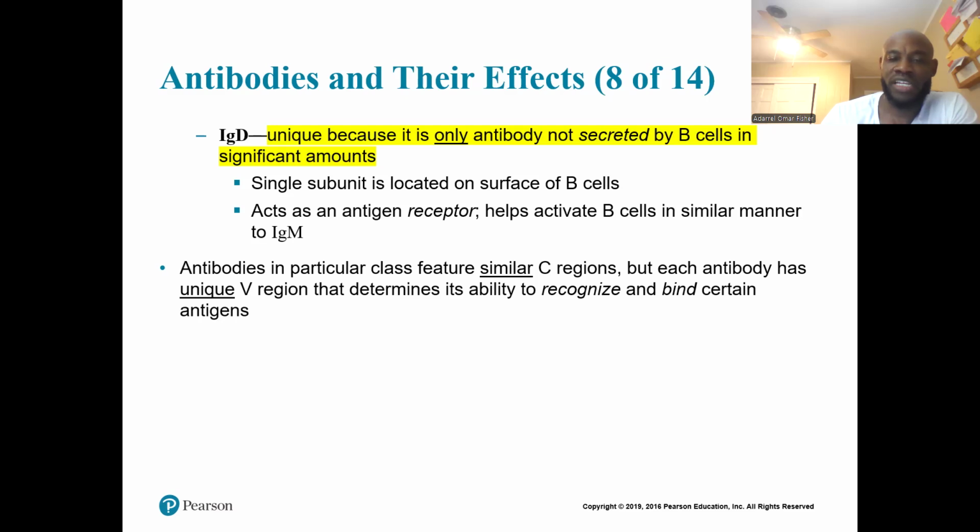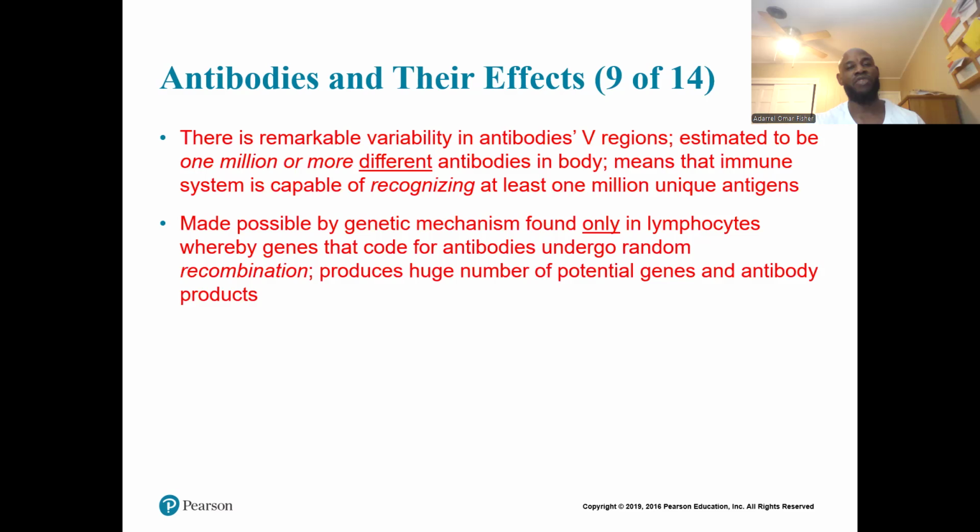So antibodies in a particular class feature similar C regions, but each antibody has unique V regions. So they have a similar constant region, but their variable region is different. There's remarkable variability in the antibody V region, 1 million or more different antibodies in the body at a time, so it's capable of recognizing all these different antigens.